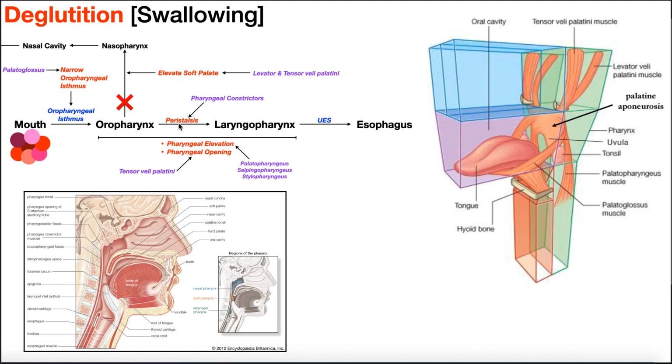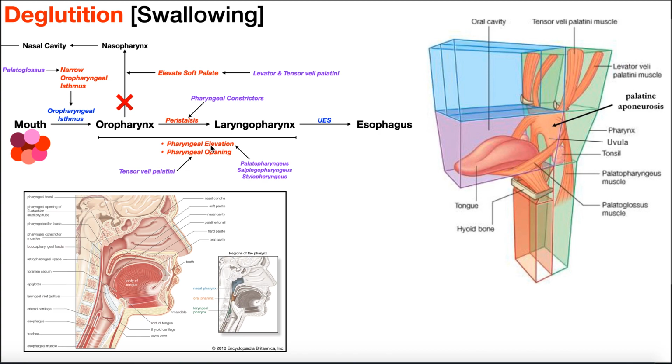In addition to the peristalsis that moves the bolus from the oropharynx to the laryngopharynx, there's a couple other things that also happen during swallowing. One is actually opening of the pharynx, and this occurs before the peristalsis, and it allows the oropharynx to really accept the bolus of food from the oral cavity. And that pharyngeal opening is facilitated mainly by this muscle, tensor veli palatini. It helps open up the pharynx to accept that initial bolus of food.